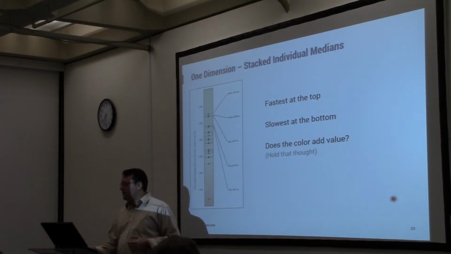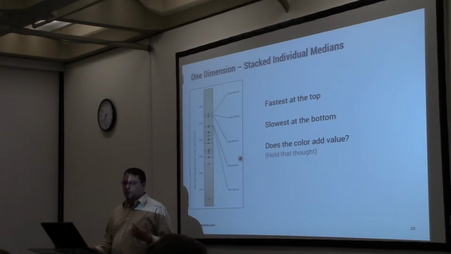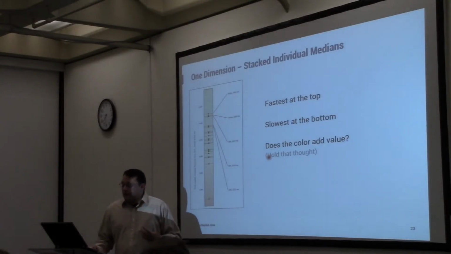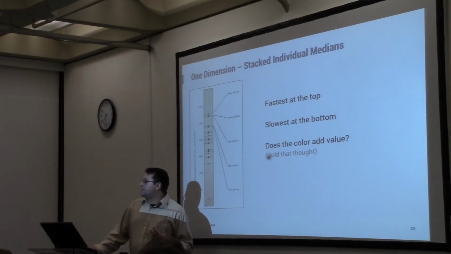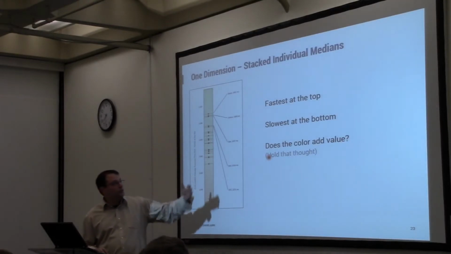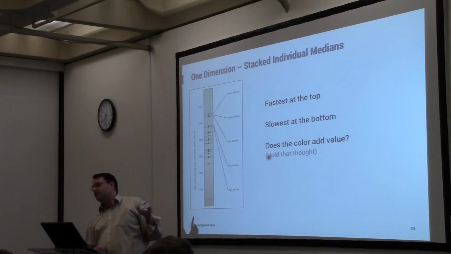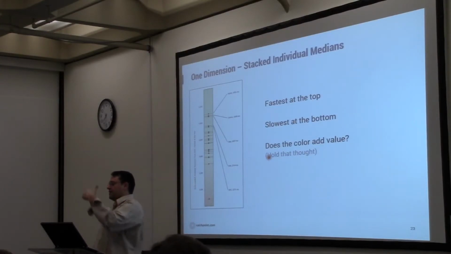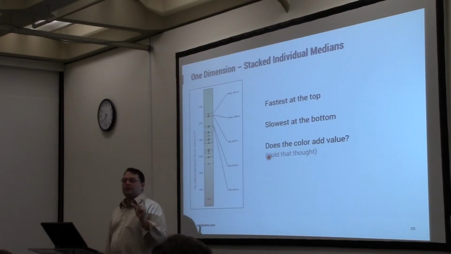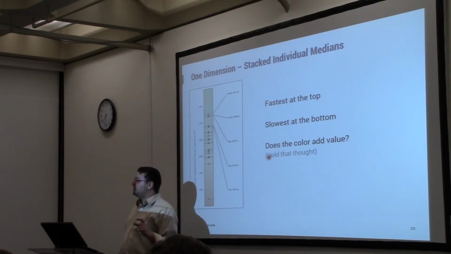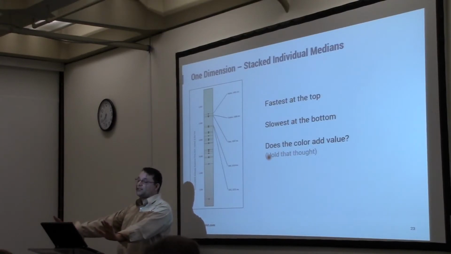These charts do not have the scatter. These are actually IR top 20 retail benchmarks that I've done. Generally, I will do several thousand test runs per, and this is a real simple one where I've taken the median values and just stacked them on top of each other. The fastest at the top. The question is, does the color add value? Hold that thought, don't answer it.